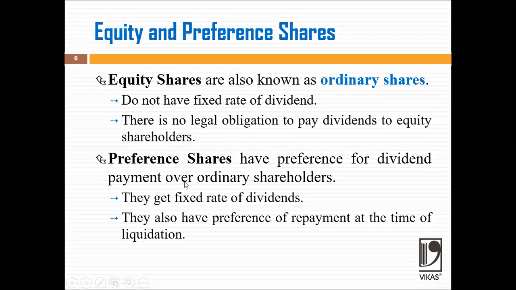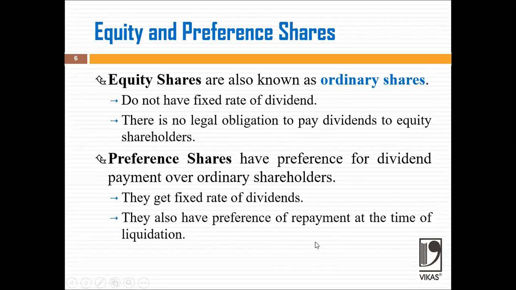When we look at the differences between equity shares and preference shares, number one, equity shares do not have a fixed rate of dividend, but preference shares get a fixed rate of dividend. And there is no legal obligation to pay dividends to equity shareholders, but the preference shares also have preference of repayment at the time of liquidation, right?